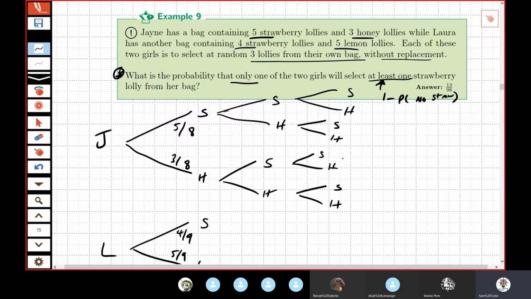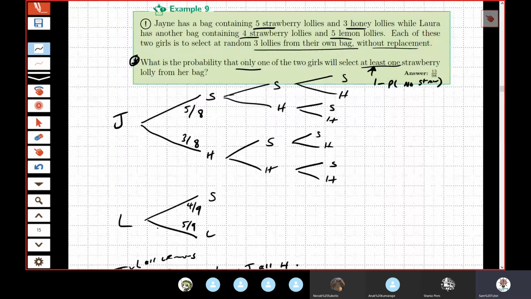And I don't know, you guys probably would have drawn something similar to what I've got with Jane for Laura as well. It doesn't really matter. It's more important, this last bit here, where it's saying that only one. So it can't be either one of us. It can't be both of us. It can only be one of us.